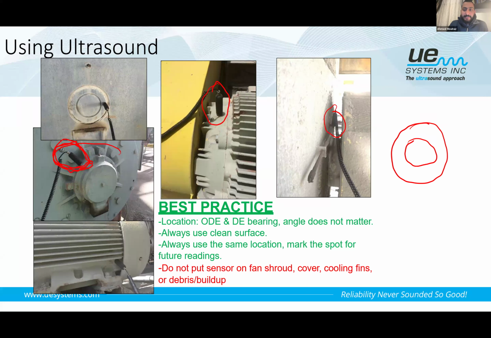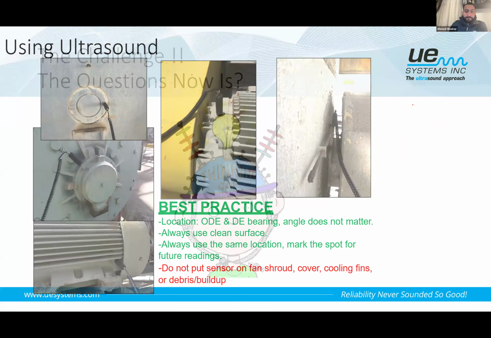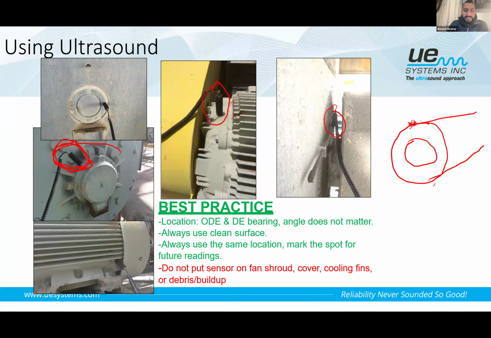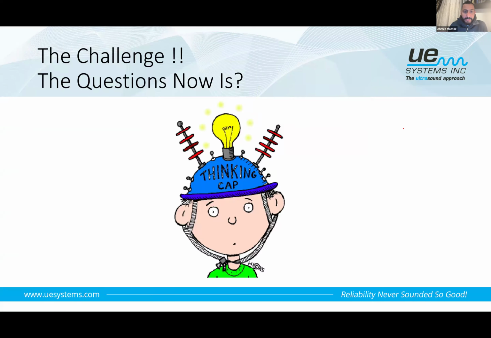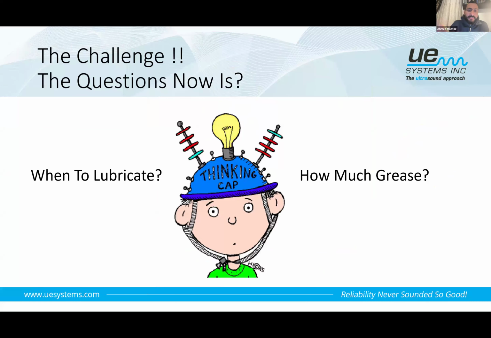So it's highly recommended to use the sensor on the motor housing itself or next to the grease fitting, or the grease nipple. Make sure also to use the same location, mark the spot for future readings, and make sure that the surface is clean, since we want to touch without any extra mediums between the sensor and the motor as well.